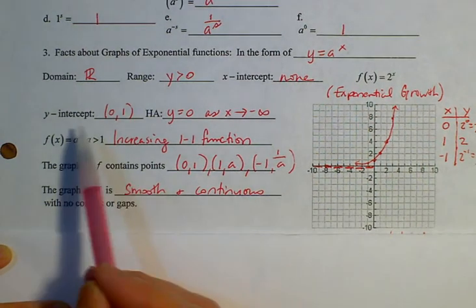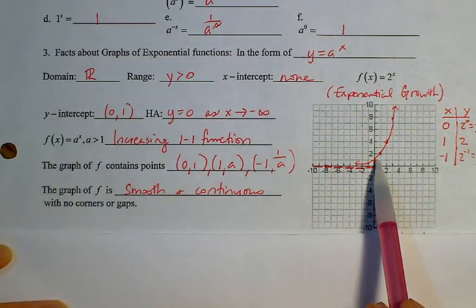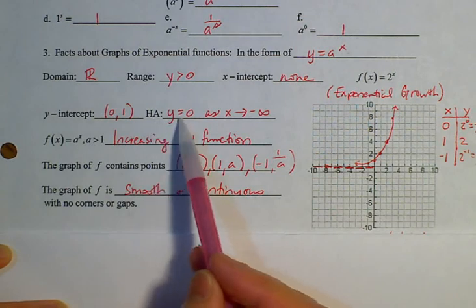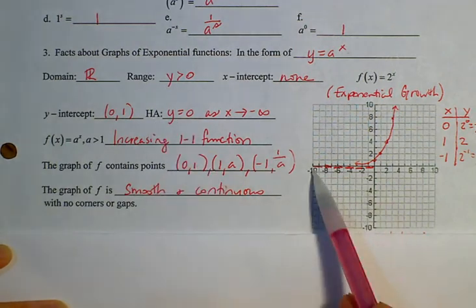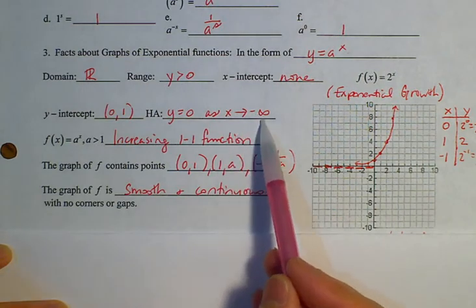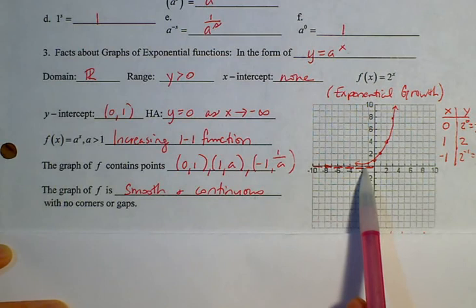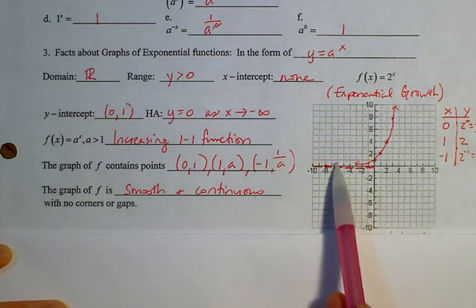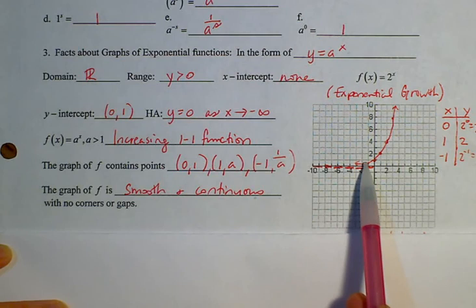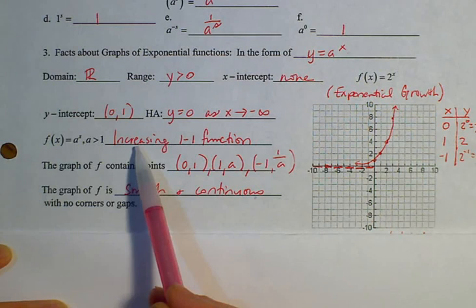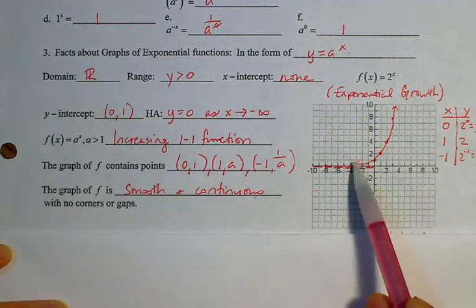Okay, so the y-intercept is at 0, 1. And there's also a horizontal asymptote, not all the way through at y is equal to 0, but as x goes towards negative infinity. So if you look at this right here, I put a dotted line over to the left. If I extended this, it would ride along the horizontal asymptote. The other characteristic is that this is an increasing function, which is 1 to 1.